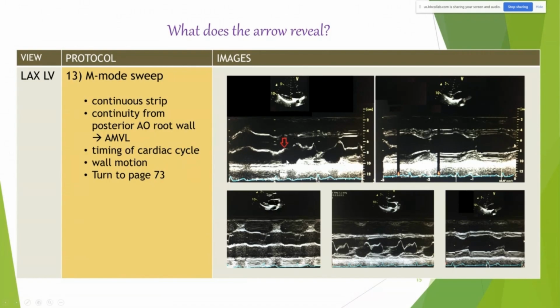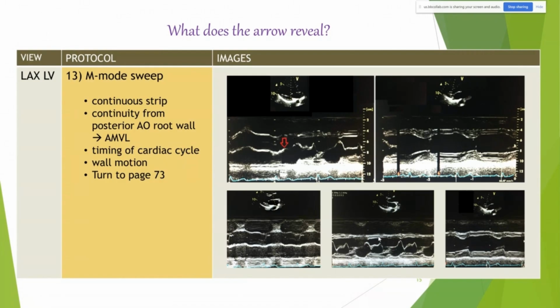Don't worry about M mode. We don't measure in it anymore. We want it to look like a continuous strip though. Just keep that in mind. And it shows us the timing of the cardiac cycle. That's why we still use it. We don't measure in it, but we still show it. Page 73 does a really good job of explaining.